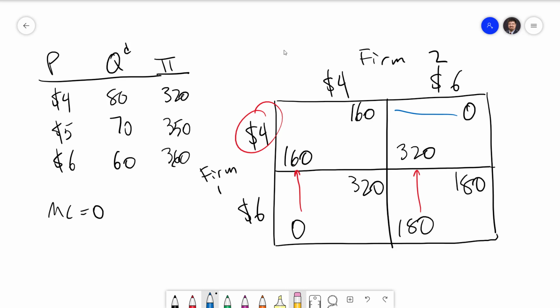Firm 2 has the exact same situation. 160 is better than 0, and 320 is better than 180, and so they're always better off picking $4. And so for each firm, trying to undercut rather than trying to cooperate is always the way that they individually maximize profit. So in our Nash equilibrium, both firms choose $4 and make a profit of 160. Just like in the prisoner's dilemma, both firms would have been better off had they been able to cooperate and each set the monopoly price of $6. They would have both made 180 instead of 160. But because of their own individual greed, they try to undercut each other and they end up with less profit.